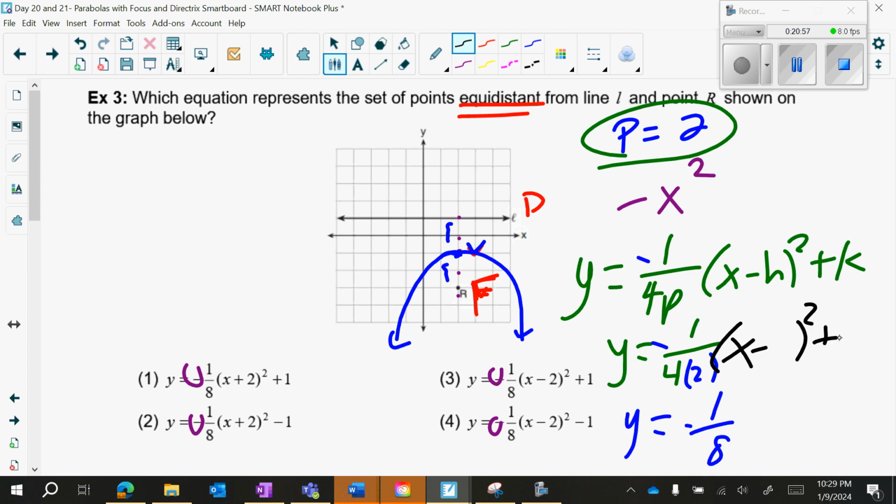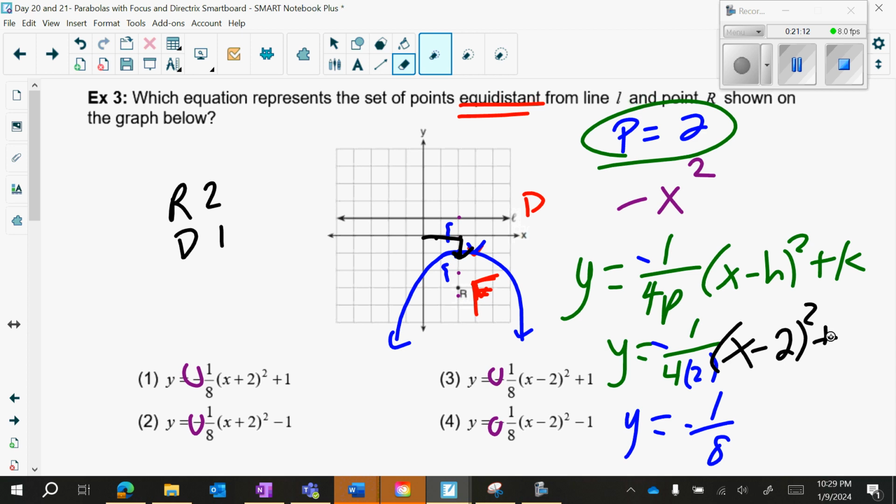Okay, so think about the transformation again. It went right 2 and down 1. Right 2, down 1. So it's going to be (x minus 2) squared, and then minus 1 on the outside, because remember, you change the sign of the x, but you keep the sign of the y. So the final answer should look like this.